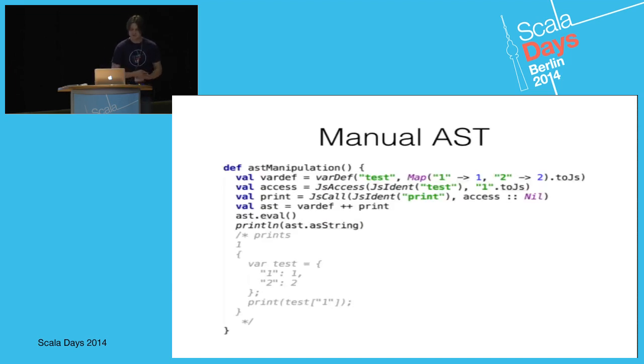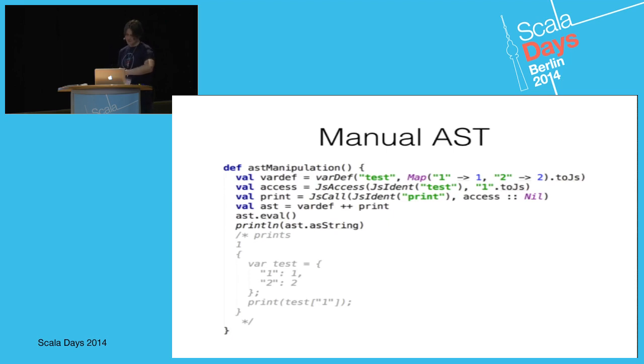And injection is possible. So you can inject values into your JavaScript from your Scala code, which is interesting. So I'll start by showing you what you can do with JScala's JavaScript AST. You can manipulate them manually, or you can use a macro to create this AST representation from Scala code. So what I do here is I define a variable test, which is an object. You can see that I have a bunch of serializers for Scala types into JavaScript. So this map gets converted to a JavaScript object.